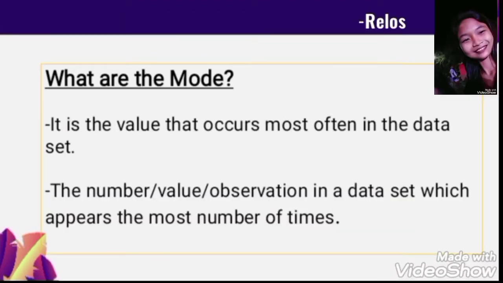The last measure of central tendency is the mode. What is the mode? It is the value that occurs most often in the dataset, the number or value of observation in a dataset which appears the most number of times.